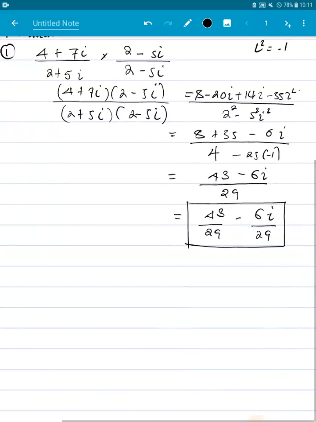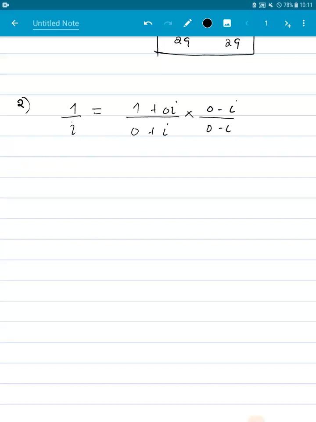Let's look at another one. 1 over i. Can you simplify this one? All right, simplifying this one, we know that this one is just the same as 1 plus 0i over 0 plus i. We know this, isn't it? Which we can now multiply by the conjugate of this one, which is 0 minus i over 0 minus i.